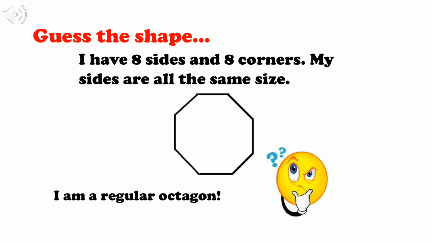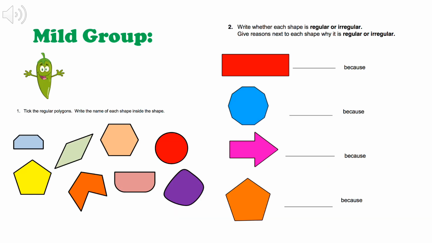Excellent, good job everyone. On the screen in front of you, you will see the mild group activity. This sheet will come home as a parent mail, so if you can, you will be able to print it at home. On the left-hand side of the screen, you will see that there are different polygons. The idea is that you tick the regular polygons and you write the name of each shape inside the shape. On the right-hand side, you need to decide, are they regular or irregular? You need to write regular or irregular and then be able to explain why you think it is one of each.